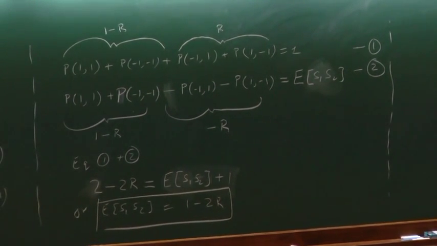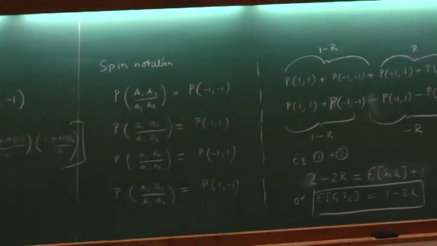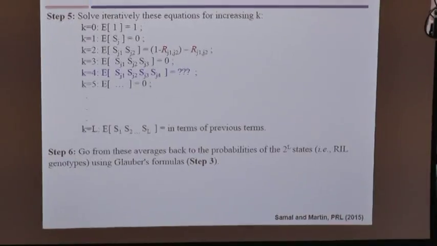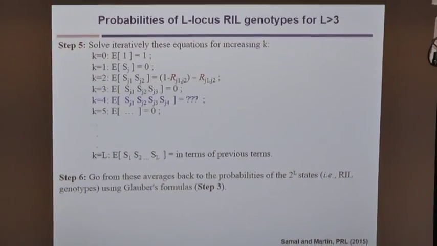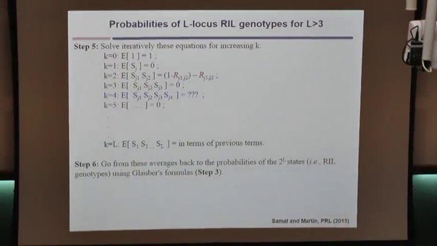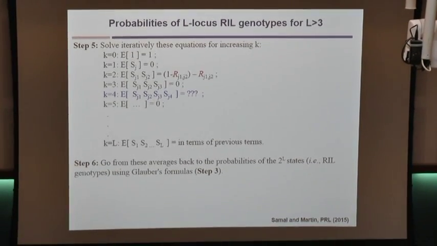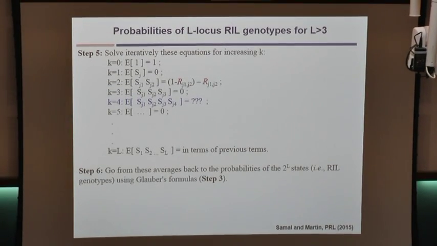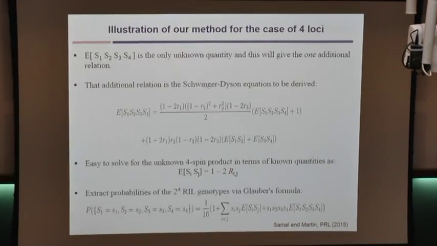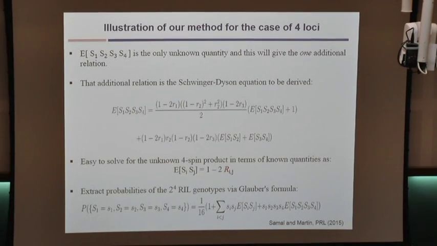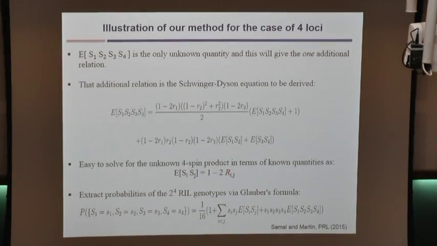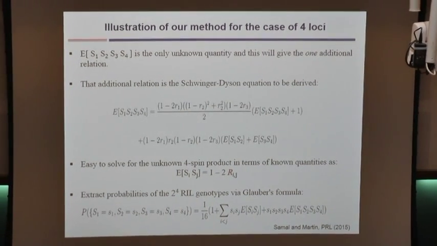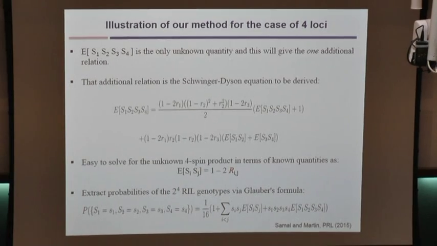Good. And finally, after you have computed these expectations, you will use Glauber's formula to get the probability of each of the RIL genotypes. That's broadly the framework. The reason we present it in this framework rather than showing the analytical part is because this recipe works both for the no interference case as well as the interference case. So I want to illustrate briefly the method we use to solve the 4 loci case, which can be extended to the 6 loci case, which has been done as well.